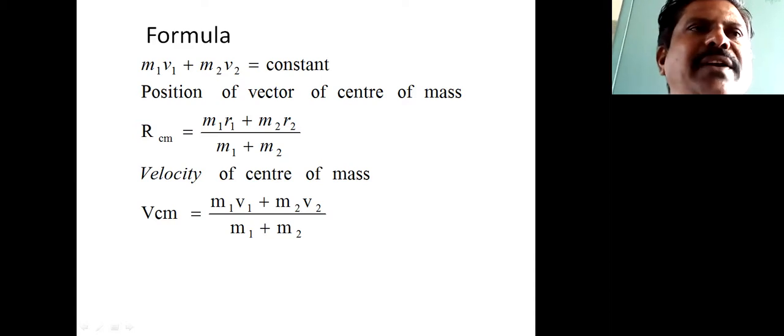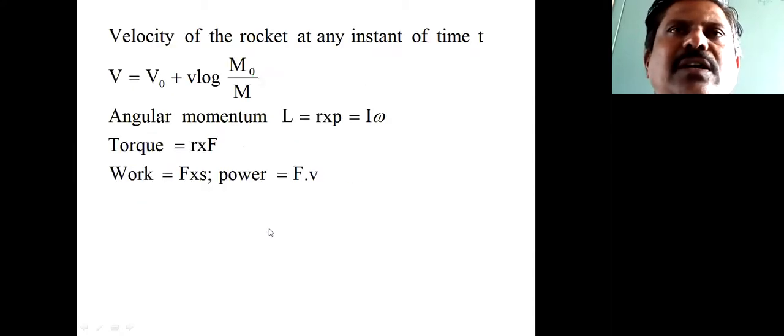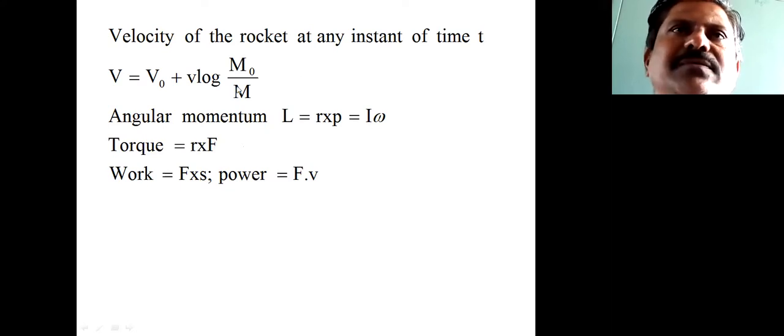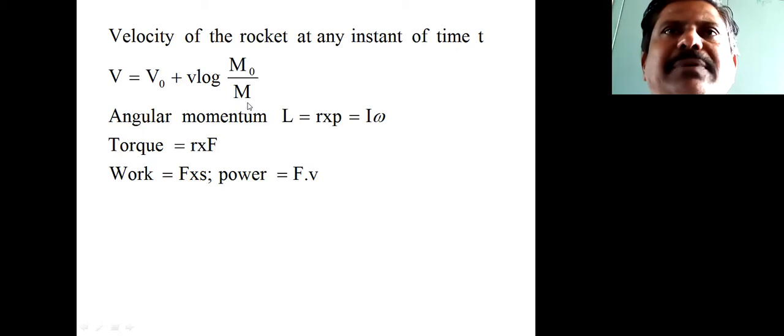And next, another one is the velocity of center of mass. That's V CM equals m1 v1 plus m2 v2 divided by m1 plus m2. One more important concept that we have discussed is the conservation of linear momentum in case of variable masses. There, the velocity of the rocket at any instant of time t is v equals v naught plus small v log of M naught divided by capital M.